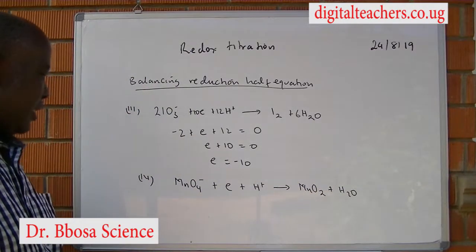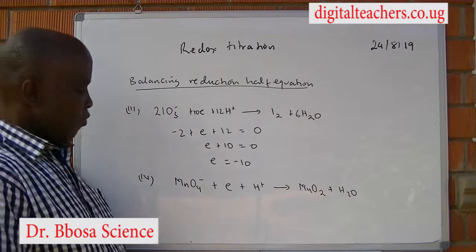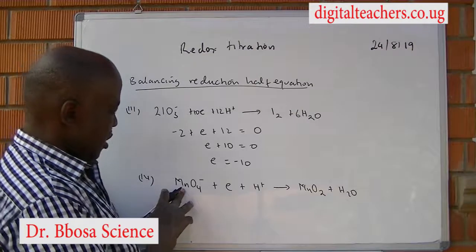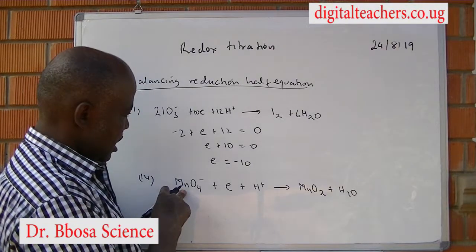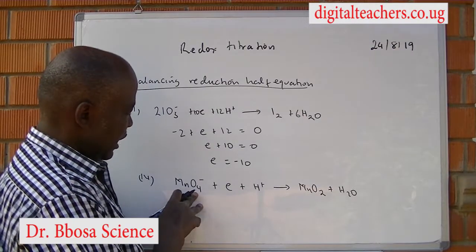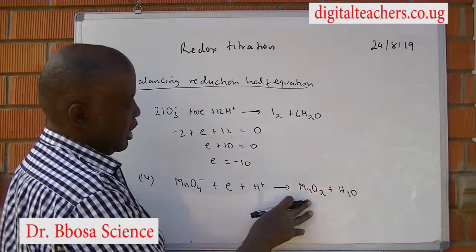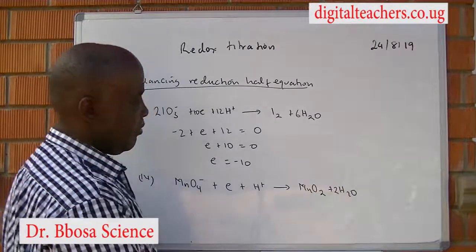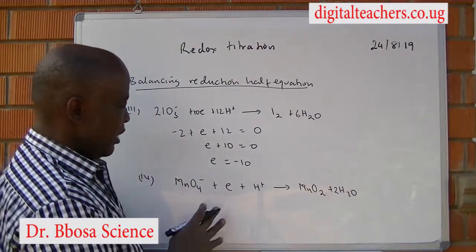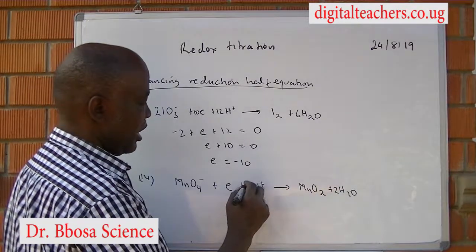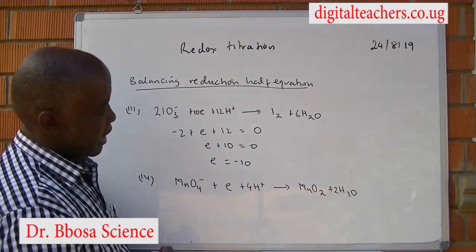You balance the equation. What we have here, first we balance the number of atoms. Manganese is 1, we have 1. Oxygen is 4, here we have 2 plus 1, 3, so we put a 2 here to make them 4. Hydrogen is 1, here we have 4, so we put a 4 there.